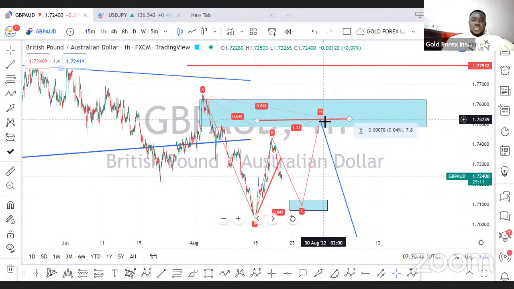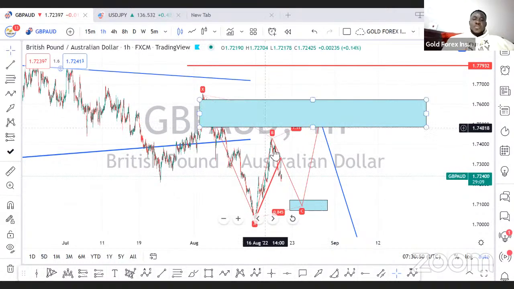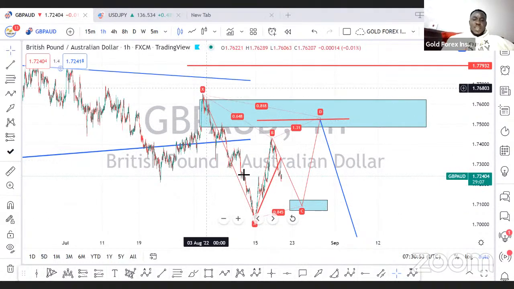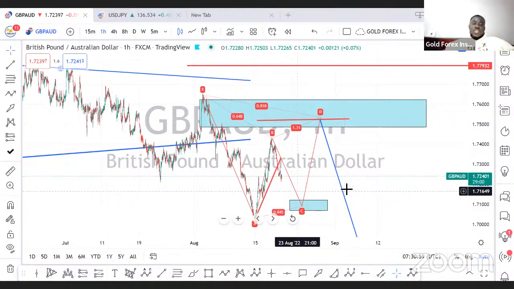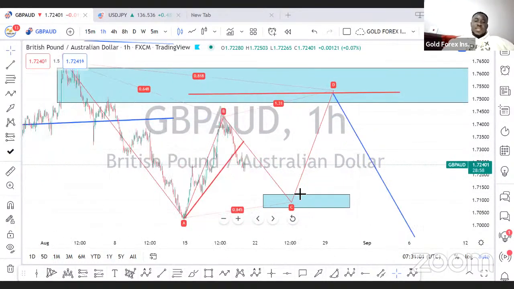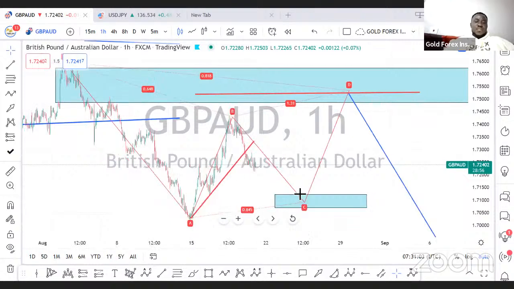Then we would look for a buy move to complete the flat correction after the impulsive move. Then over here at the Gartley pattern, we are going to see a sell move. So you should just follow the pattern, look at what is happening, just follow the pattern.